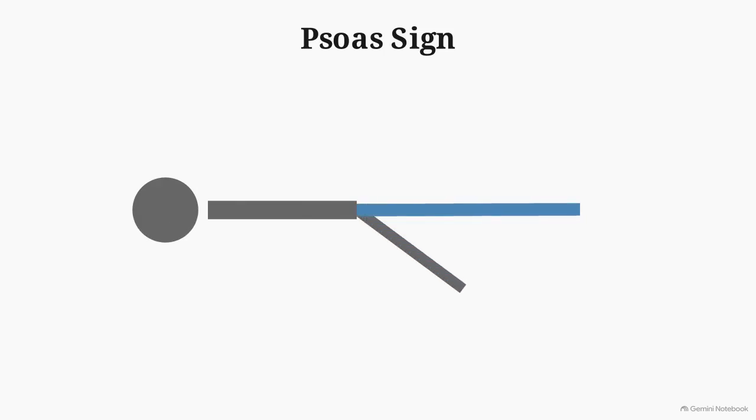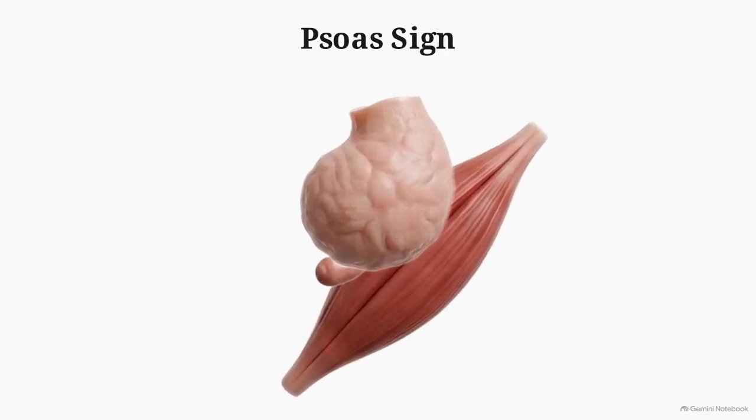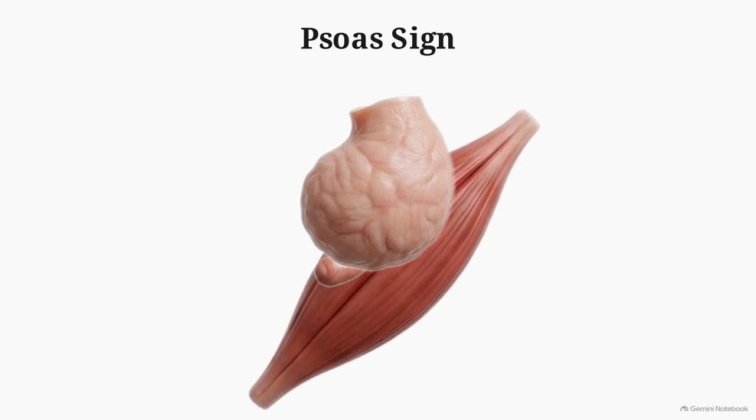For a retrocecal appendix, we use the psoas sign. The patient lies on their left side. The examiner extends the right thigh backward. This motion flexes the internal psoas muscle. That tightened muscle rubs directly against the inflamed tissue, causing pain.